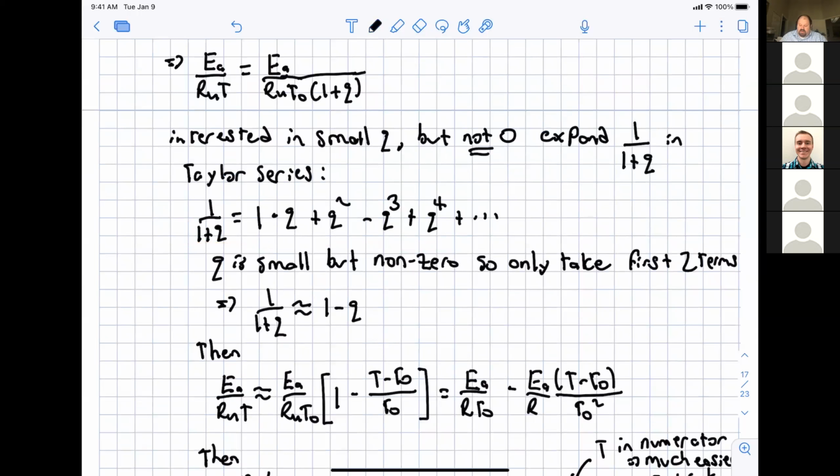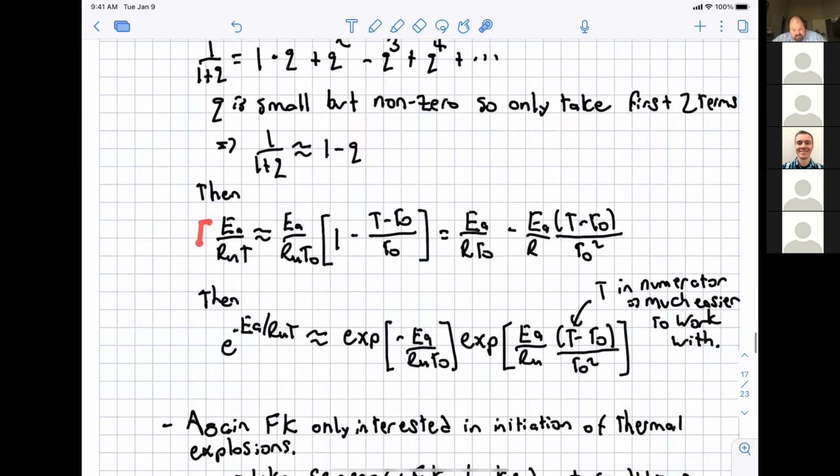And so Q is small, but it is non-zero. So we can't just stop it here. We need to take these first two terms here. Okay. And so if we substitute this approximation in, that 1 over 1 plus Q is approximately equal to 1 minus Q. So this inverse temperature that goes in the Arrhenius term is greatly simplified.